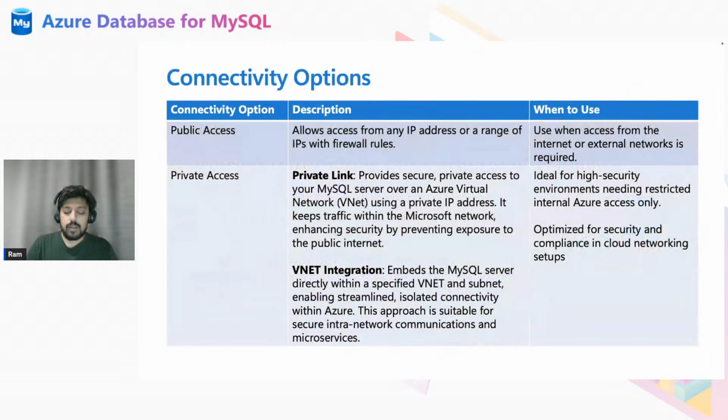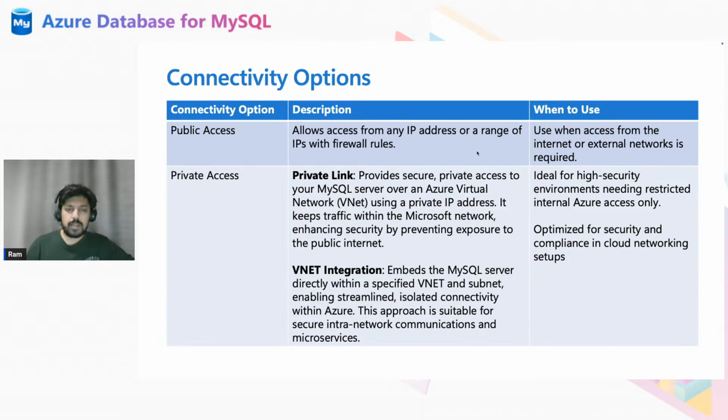So if we look at the Azure Database for MySQL Flexible Server connectivity options today, it can be broadly classified into two categories: public access and private access. For public access, you have different options. You can allow access from a particular IP address or a range of IPs using firewall rules that you can configure. You can allow access from Azure VMs as well. And these are some of the things you can do to enable public access.